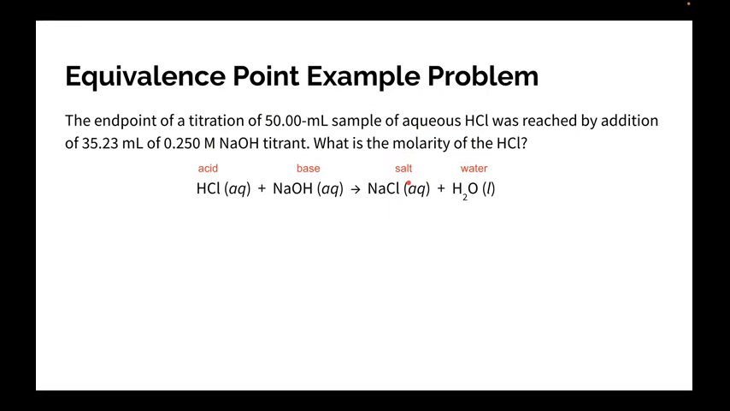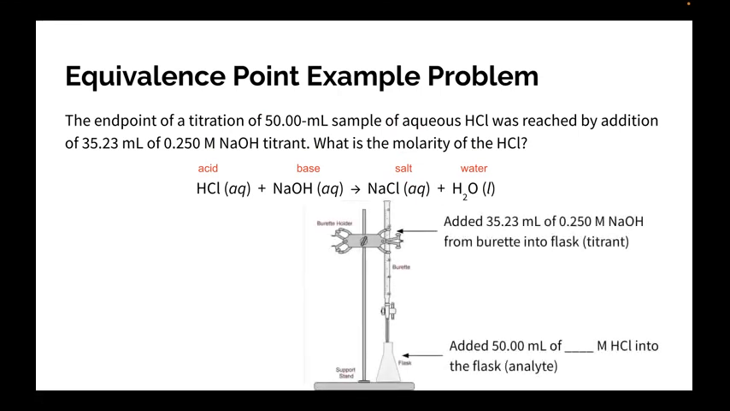I know that we haven't actually done these in lab yet, but even in practice problems, seeing how we set up our experiment can sometimes help us understand what math we have to do. So thinking about how we would set this up, and we're going to get practice with this in our next class, in our burette I put some amount of a known solution, and I add that to my flask with an unknown concentration or an unknown amount. So here, in the context of our problem, I add 35.23 milliliters of 0.25 molar NaOH from our burette into our flask.